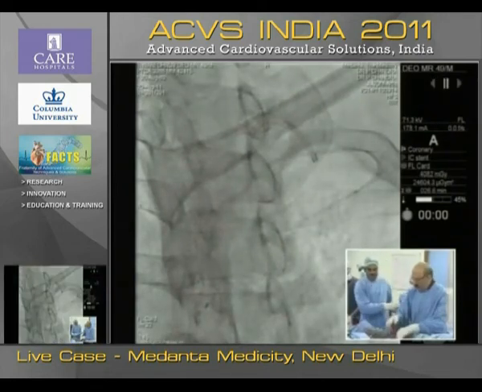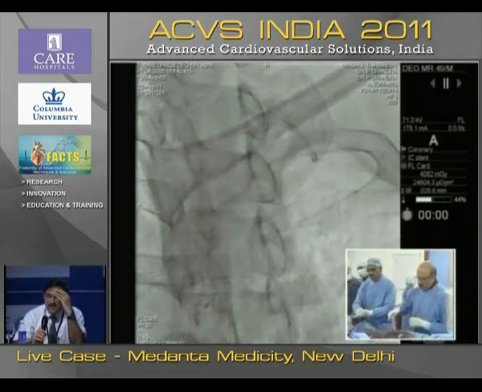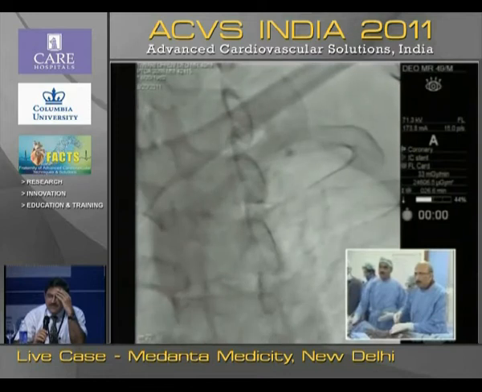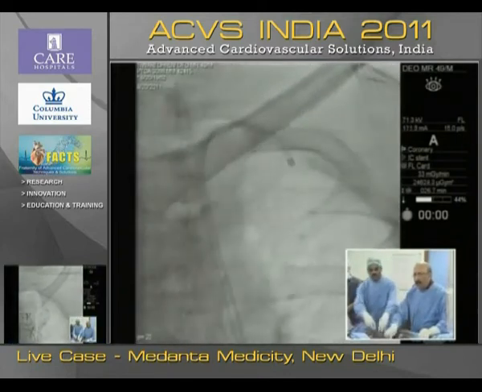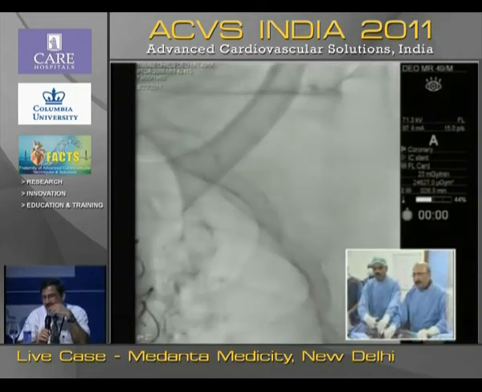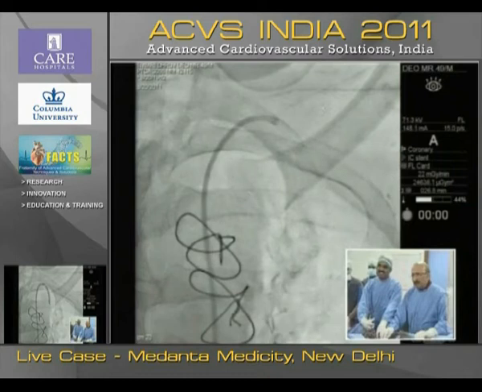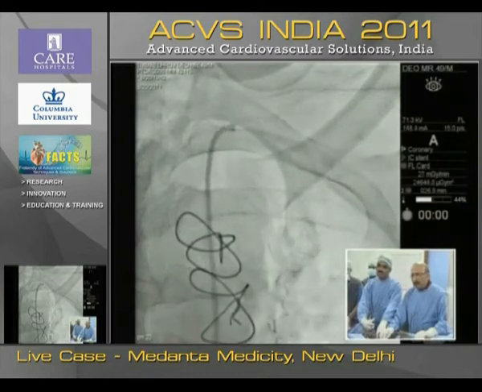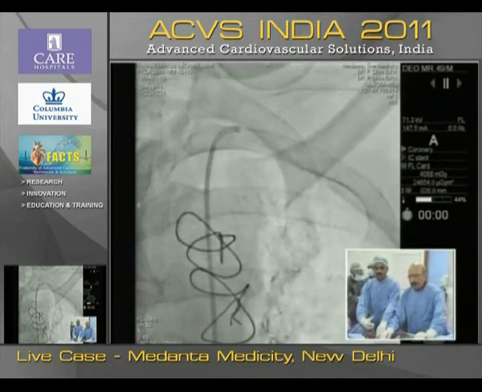Dr. Navin, now the question is, okay, we'll leave it at this stage now, but what next? What would be the future plan? If his thallium is negative, we will send him for a renal transplant. If it is positive, then of course he has to undergo a reimplantation of the LIMA, or we have to do another vein graft for him.